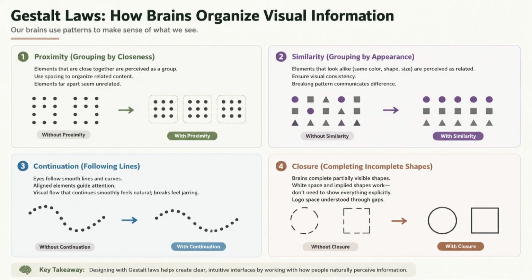Closure. There is no closure over here. There is a closure over here. However, our brain completes this partially visible shape as a square and this as a circle. So the white space and the implied shapes work together. They don't need to show everything explicitly. So logo space is understood through these gaps also.